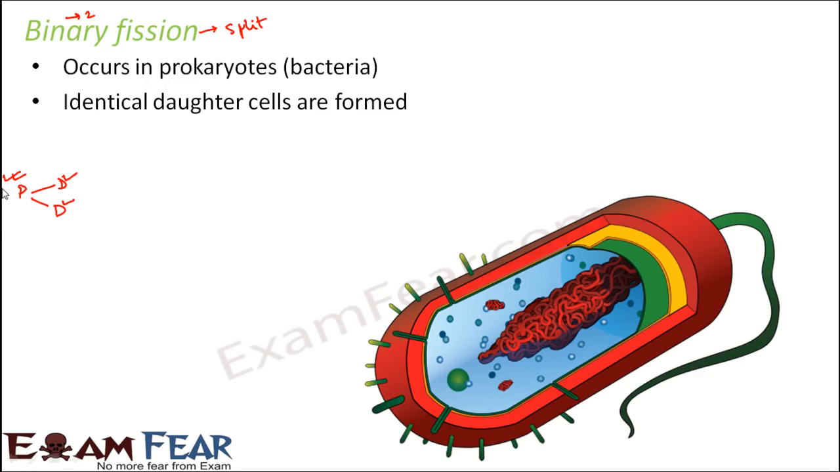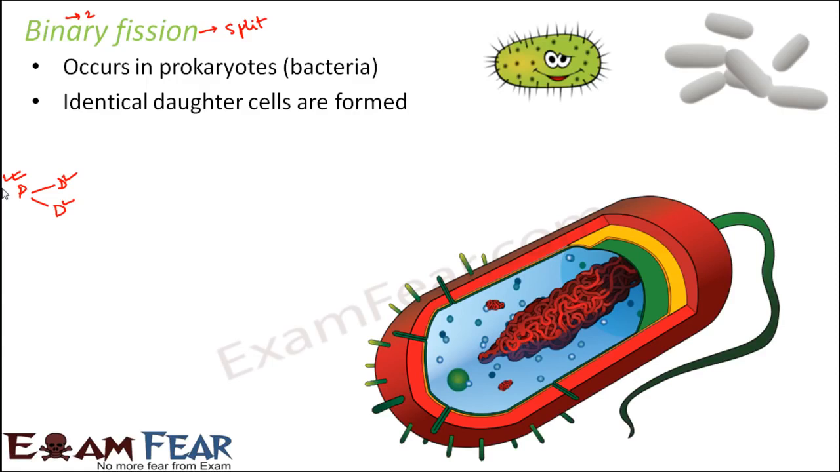Now, as you all know the difference between prokaryotes and eukaryotes, when compared to eukaryotes, prokaryotes have a simpler structure. Therefore the process of binary fission is also quite simple here. This type of cell division is faster than the cell division which takes place in eukaryotes. So when I say identical cells, all the cells are going to be similar.